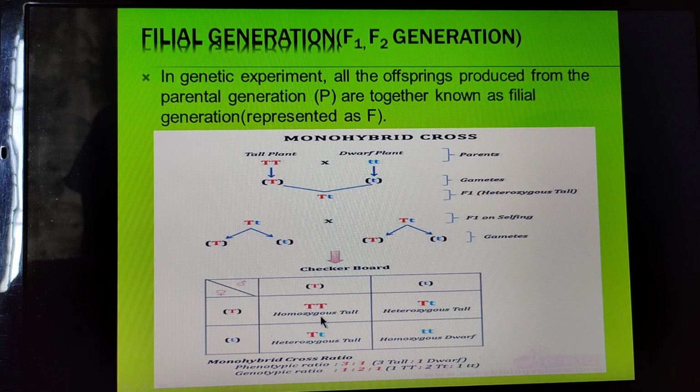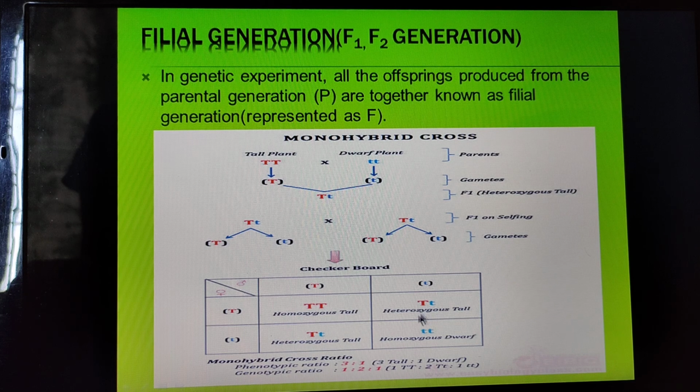But look at this homozygous trait. In these two alleles, both alleles are the same, so there is no dominant and recessive condition here. Since both alleles are the same, it is known as homozygous tall. Here also, with small t, both alleles are the same. Small t is for the dwarf trait, so we say homozygous dwarf.